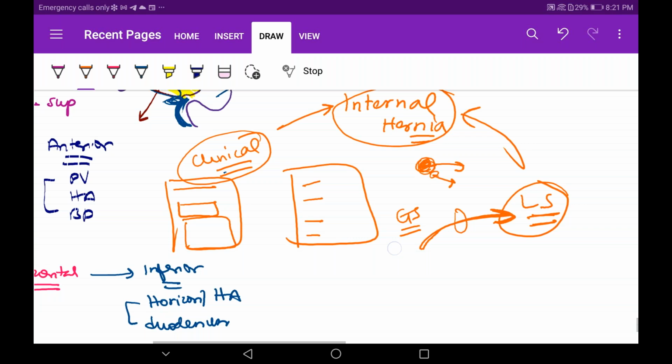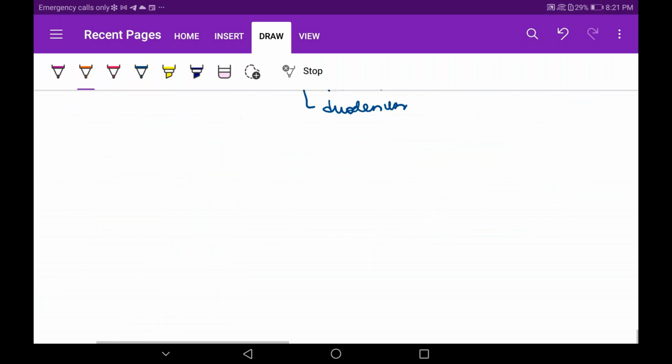Now we are done with the foramen. Now the easy parts. What was there? Lesser sac and Morrison's pouch, right? So lesser sac, what did I tell you? Lesser sac, you already know about this.